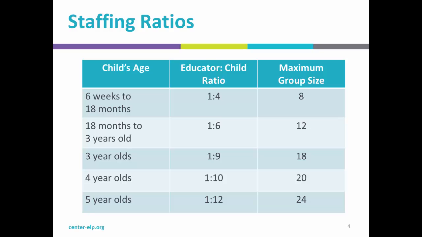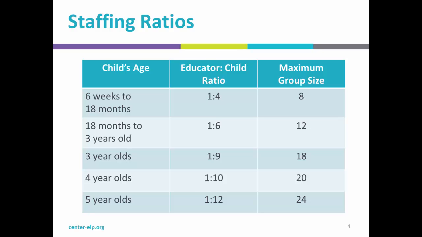To ensure proper supervision and safety, DCYF regulations require specific classroom staffing ratios, which vary depending on the age of the children in the class or group. If you care for children between the ages of 6 weeks and 18 months, the staffing ratio requires 1 adult for every 4 children, with a maximum of 8 children in the classroom. In classrooms with children from 18 months to 3 years of age, the ratio is 1 adult for every 6 children, with a maximum of 12 children in the classroom.